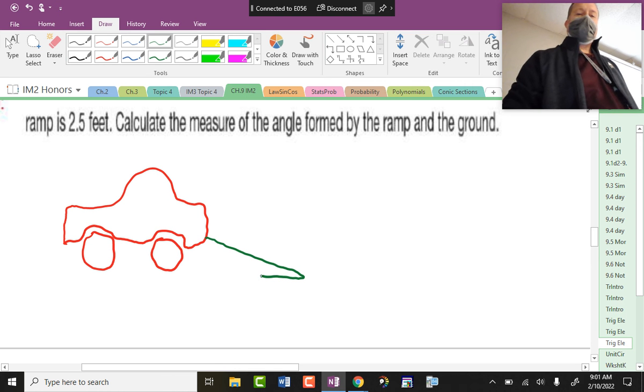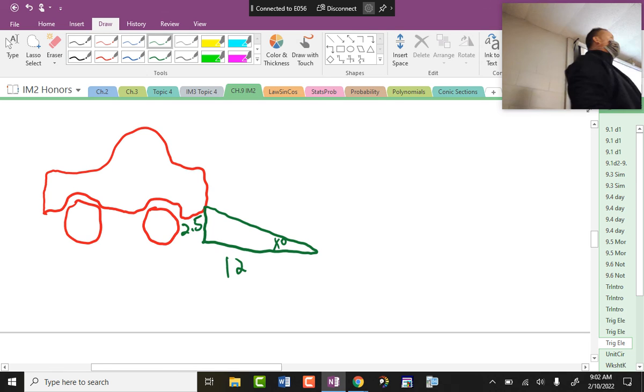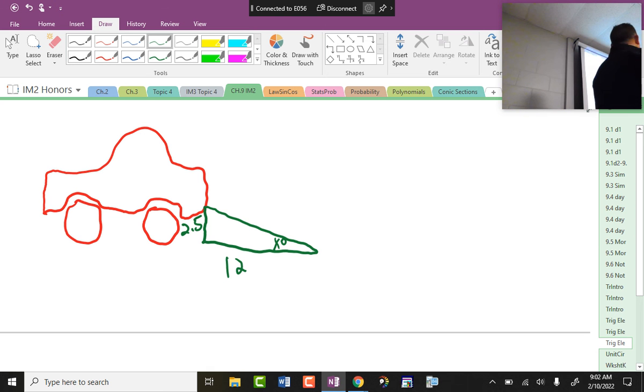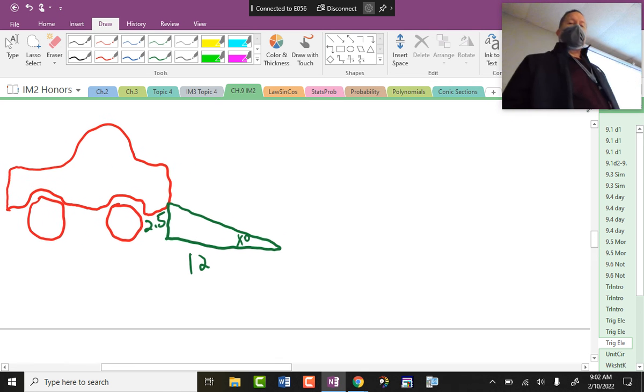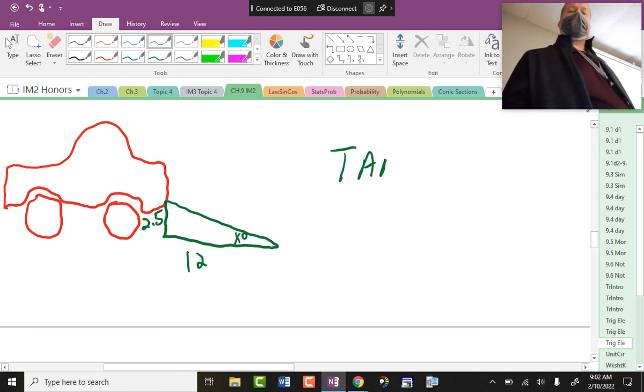All right. And then did you put 2.5 here, Ryan? And then what's the other one? 12, correct? And then this is the angle in question, which we'll call X. Is that what you got for a drawing? All right. So then what's the trig function? Just write one equation. What would you write? Okay, that's what I usually do too. Tan of X equals.